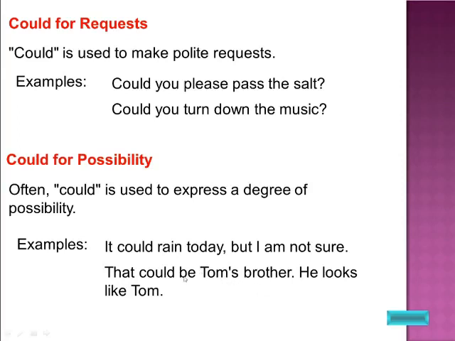That could be Tom's brother. He looks like Tom. Why? You are just predicting like that because he looks like Tom. So it's a prediction, not sure. That could be Tom's brother. In this context also we can use could.